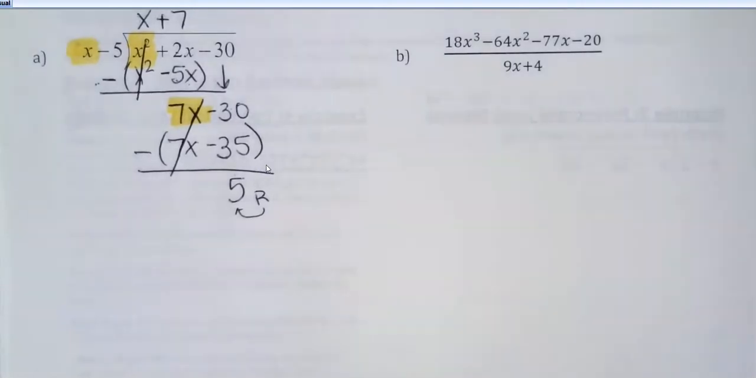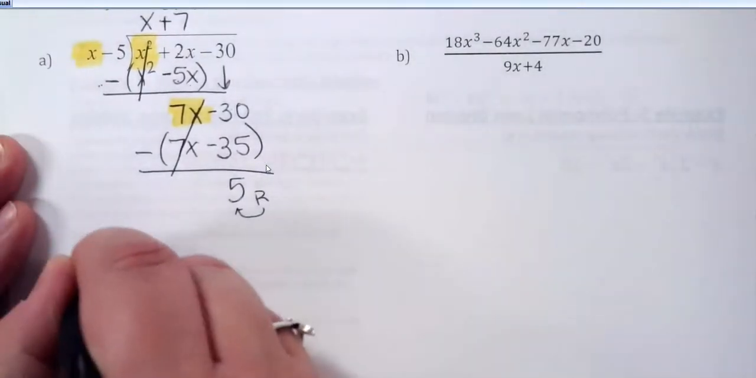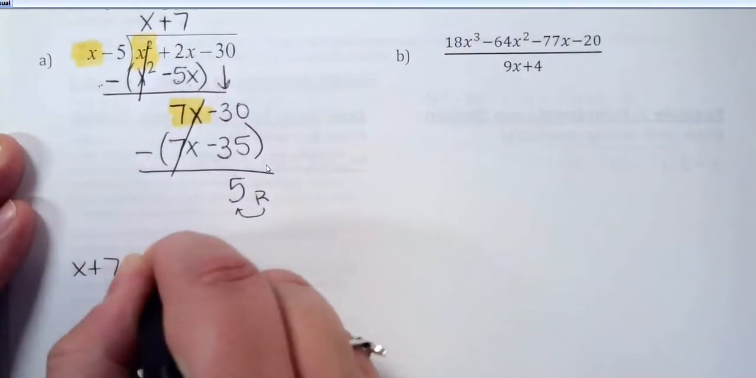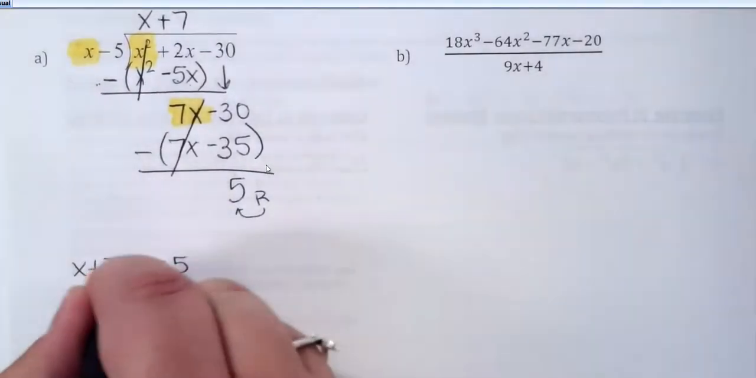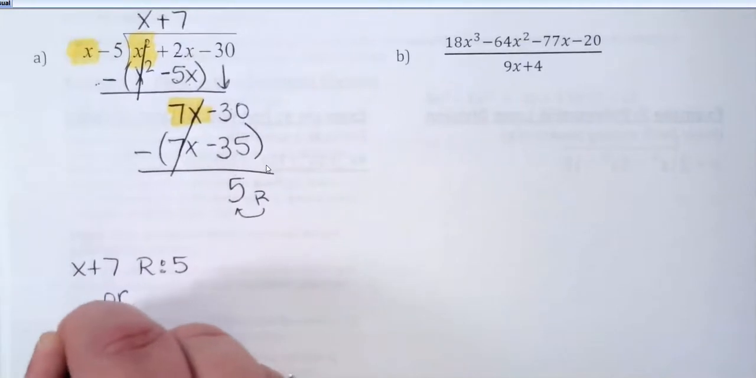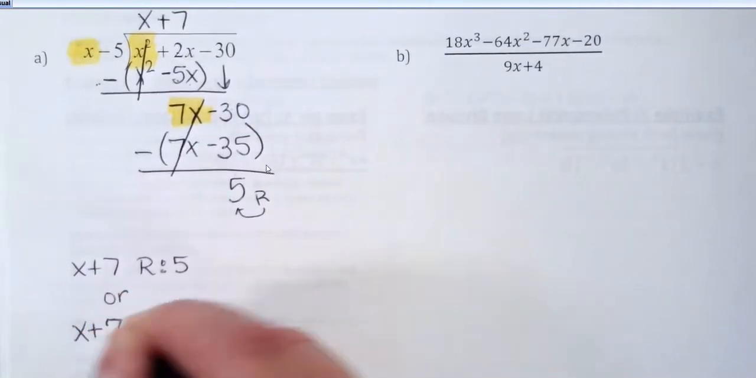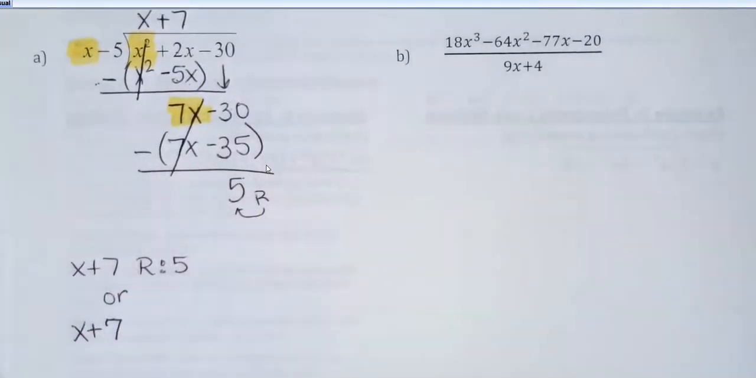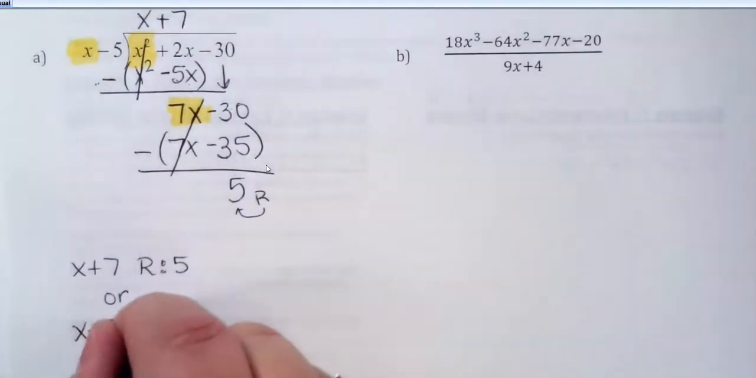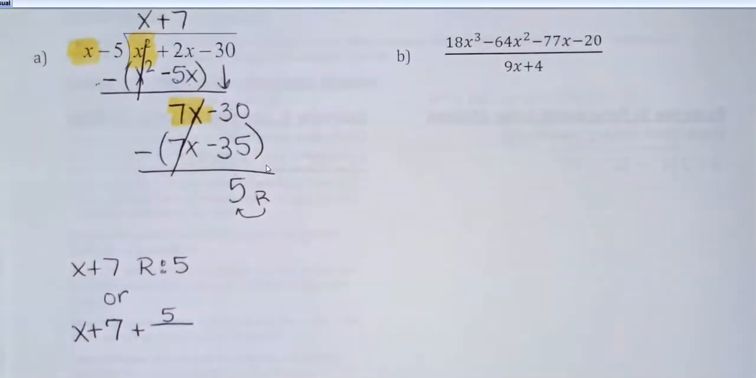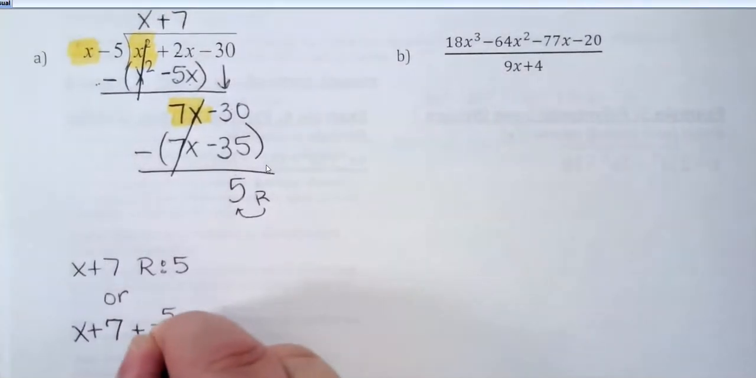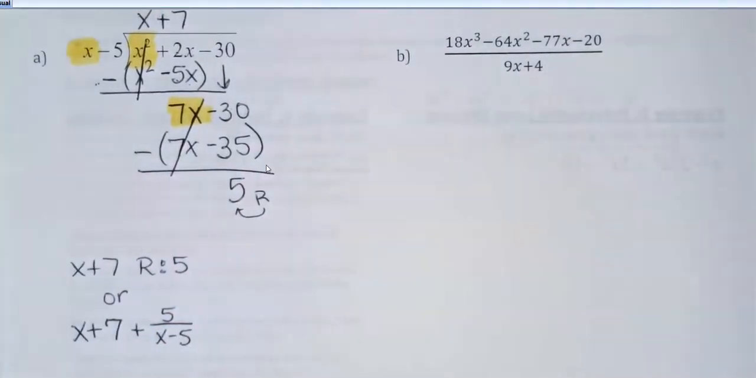Okay, so I'm just going to slide this up just a little bit. So 2 ways to write my answer. You could just put x plus 7, remainder 5, or if you write that other format, it would be x plus 7, and then instead of writing r5, the remainder was positive 5, so I can write that as plus 5 over, and then whatever's outside that you were dividing in, the x minus 5. Both of those are correct.